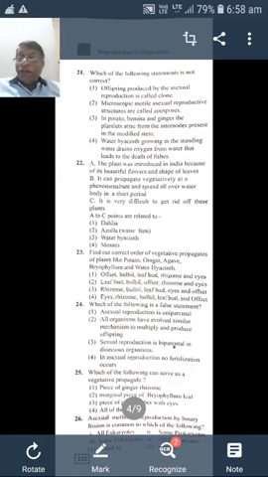Water hyacinth growing in the standing water, of course. It grows in the standing water.